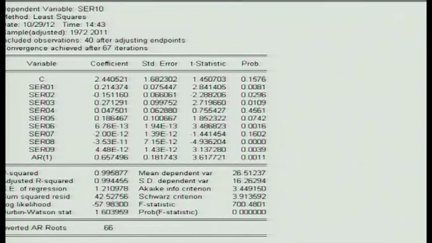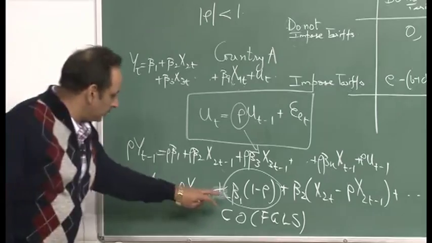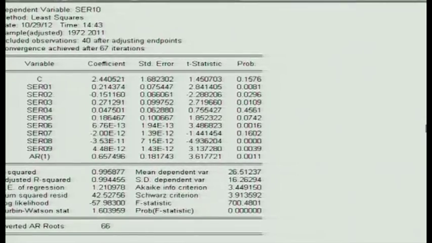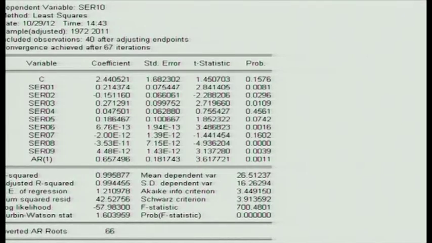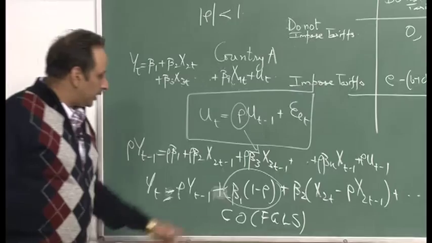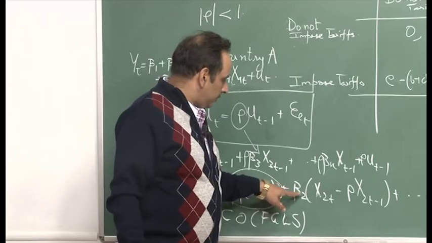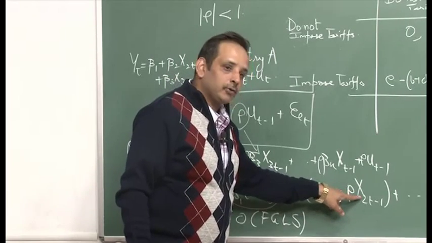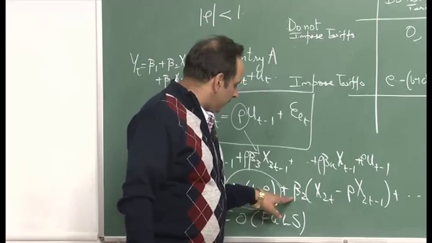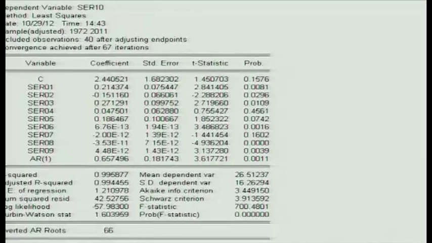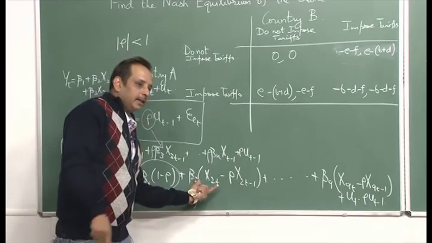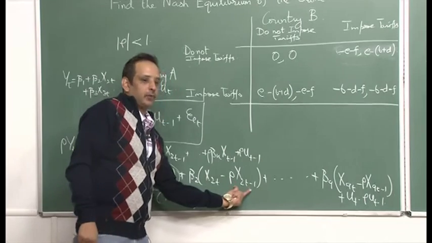So, this constant is B1, then beta 2 x2t, then for the coefficient which is attached to x2t minus 1, it is minus beta 2 rho x2t minus 1. Now, when you already have beta 2 and you know rho, you should be aware that this is the coefficient which is attached to x2t minus 1.